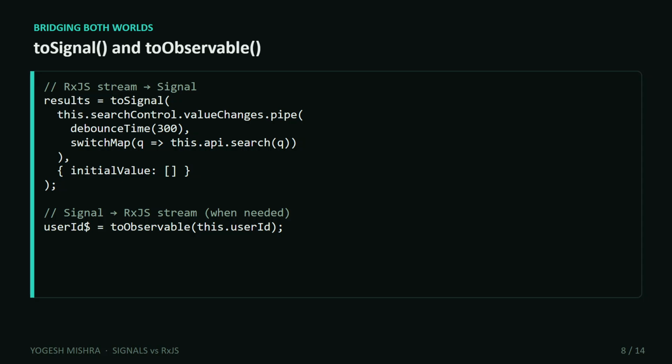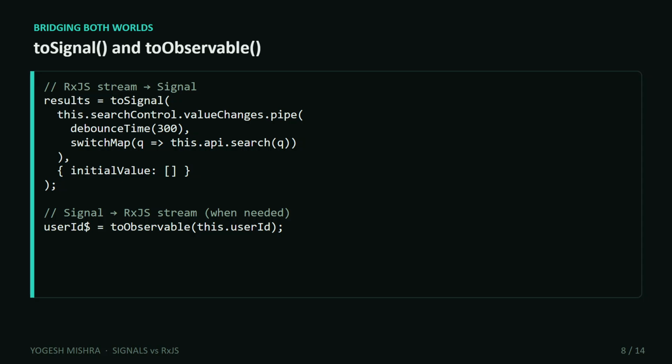Bridging both. The good news is that you don't have to choose only one. Angular gives you clean ways to bridge both worlds. toSignal lets you turn any observable into a signal, and toObservable lets you turn a signal into an observable.